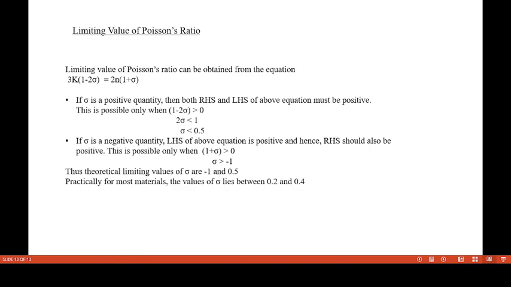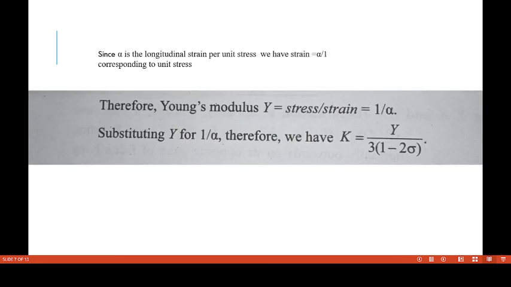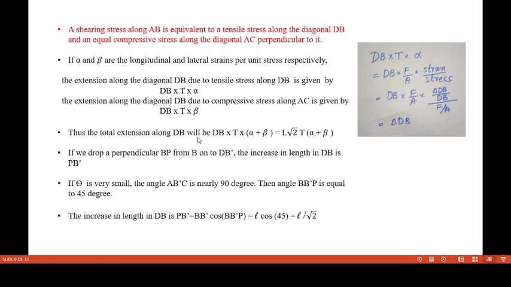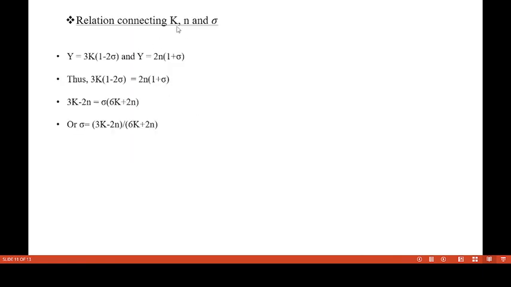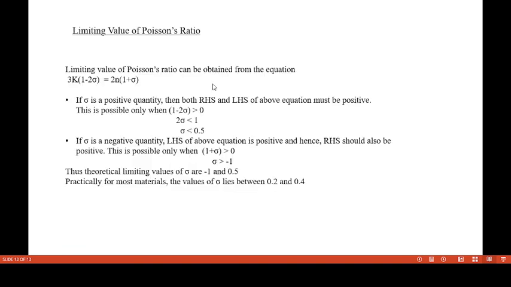So in this class, we have discussed the relations connecting Young's modulus, rigidity modulus and Poisson's ratio; bulk modulus, rigidity modulus and Poisson's ratio; and Young's modulus, bulk modulus and rigidity modulus. Thank you.